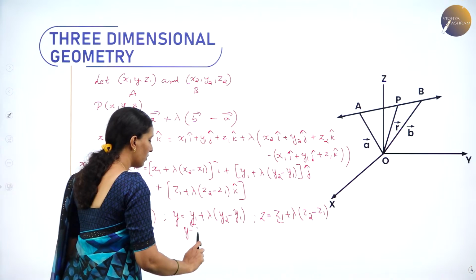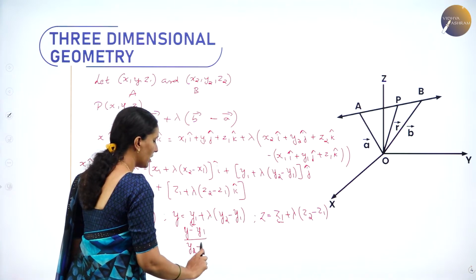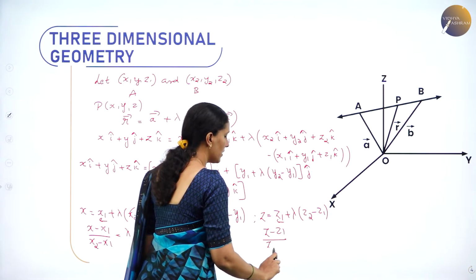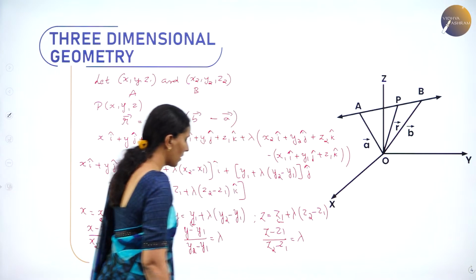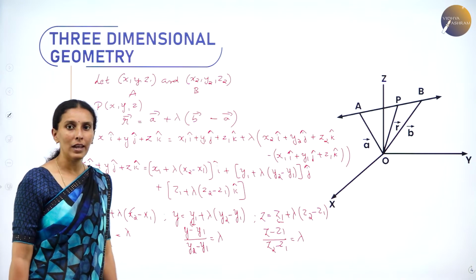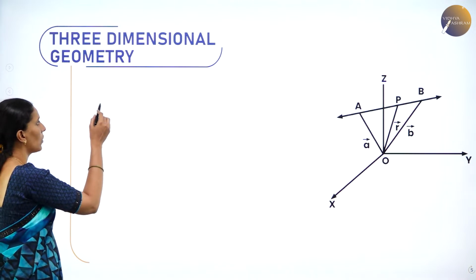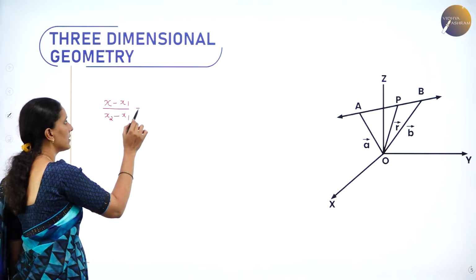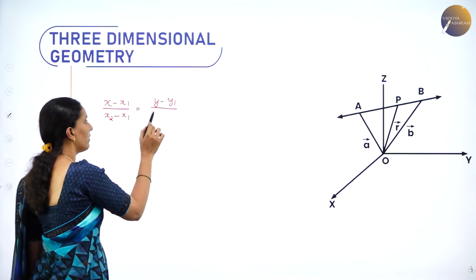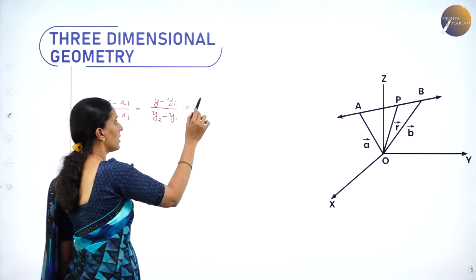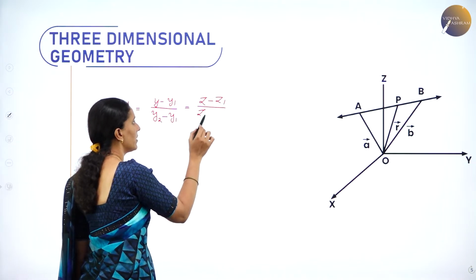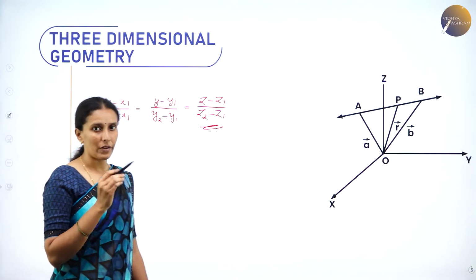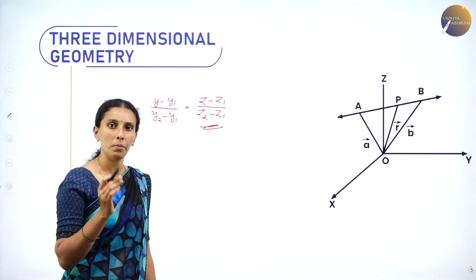Similarly, here we get (y − y1)/(y2 − y1) equal to lambda, and here we get (z − z1)/(z2 − z1) equal to lambda. Now all these ratios are equal to lambda here. So therefore, I can conclude (x − x1)/(x2 − x1) = (y − y1)/(y2 − y1) = (z − z1)/(z2 − z1). So this is the Cartesian form of the equation of a line passing through two given points.